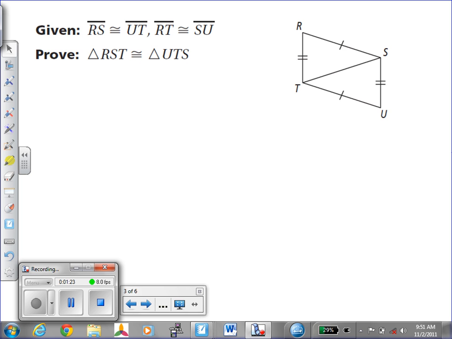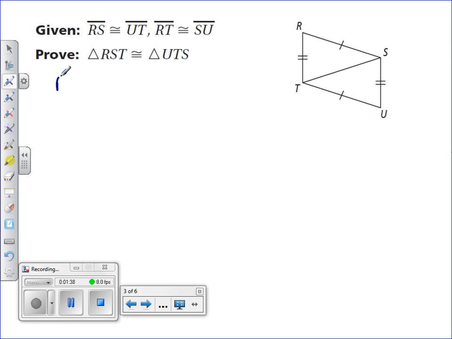Okay, we're going to prove this. It's not going to be too bad. We've got some given information. We want to prove that RST is congruent to UTS. So the first thing I'm going to do is write down the given. Okay? I like to write them separate. You can write them together if you want to, but I always write them separate for some reason.